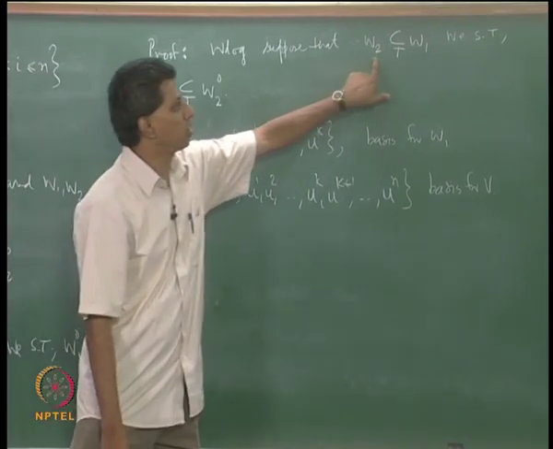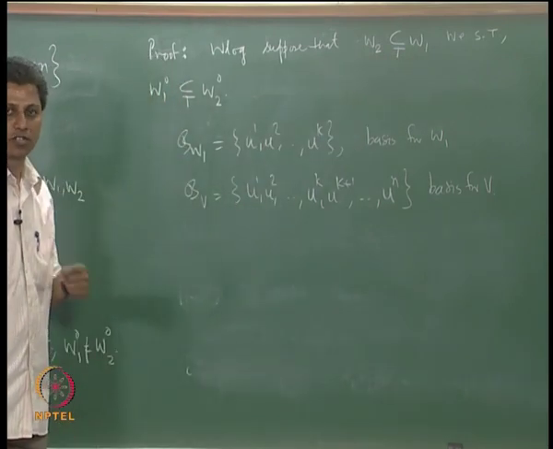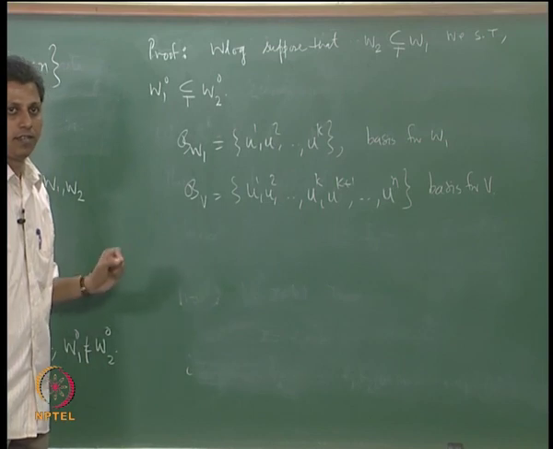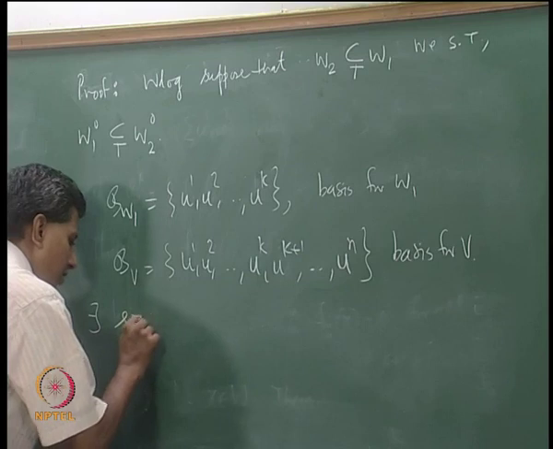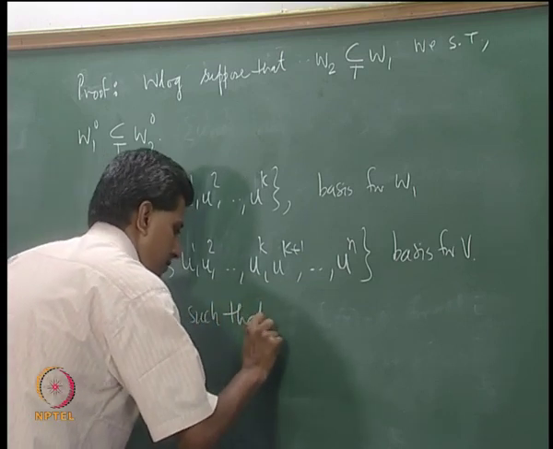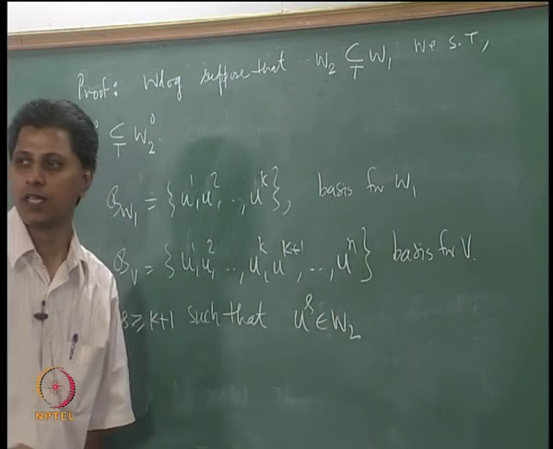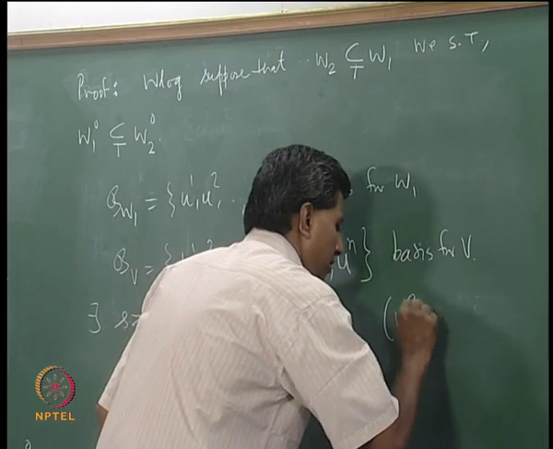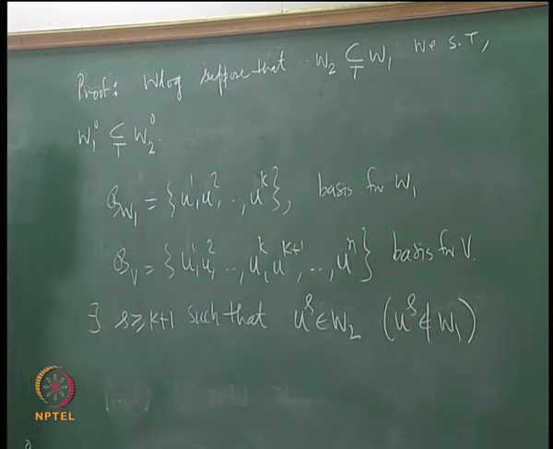If W2 is not contained in W1, what it means is that there is a vector in W2 which is not in W1. Okay. Is it clear then that there exists S greater than or equal to K plus 1 such that US belongs to W2? Obviously, US does not belong to W1. Do you agree with this?